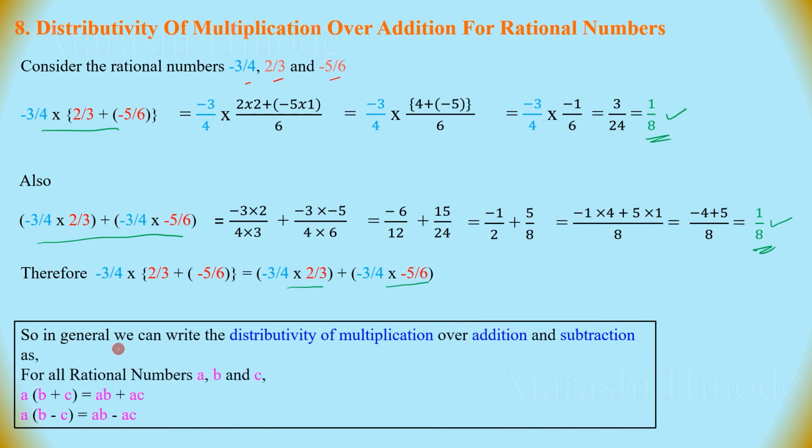So, in general, we can write the distributivity of multiplication over addition and subtraction as for all rational numbers A, B and C, A into B plus C equal to AB plus AC and A into B minus C equal to AB minus AC. That's all about properties of rational numbers.